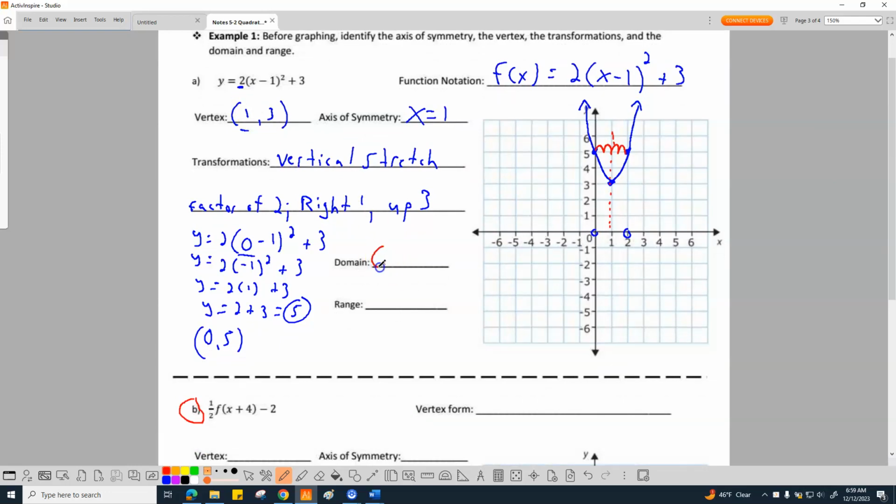So domain is always going to be the same, negative infinity to infinity. Range, we're reading our y values from bottom to top. So coming up, I don't see anything at negative 6, nothing at negative 2, nothing at 1. Suddenly we start at 3. So I'm starting at 3, and it's going to go up to positive infinity. And that's how we do that.